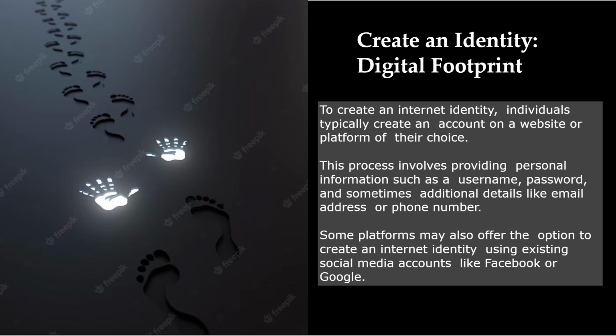Okay, so to create an internet identity, individuals typically create an account on a website or a platform of their choice. For example, take Instagram. When you sign up for the first time, first they will ask you for a username and a password, and then you will be allowed to sign in. They will ask you some basic questions like age, and then you will be allowed to sign in. Sometimes they ask for an email address for daily news updates, or sometimes a phone number. For example, Swiggy or Zomato require a phone number, so they ask for one.